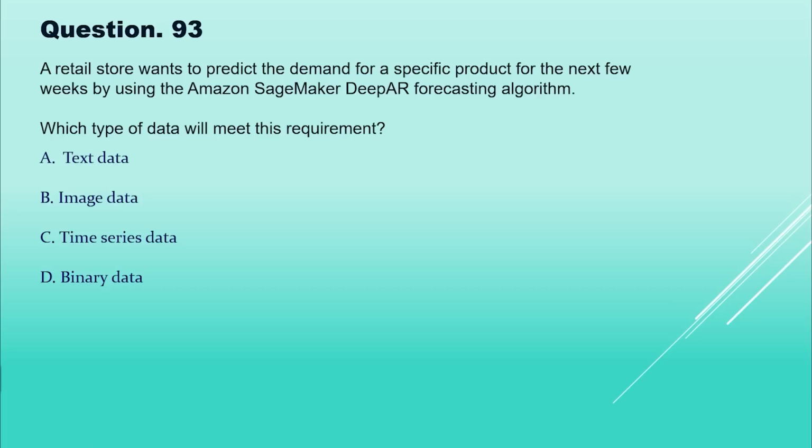And the correct answer here will be option C, time series data. Because the Amazon SageMaker DeepAR forecasting algorithm is specifically designed for time series forecasting, where the goal is to predict future values based on historical data. So option C, time series data, is the correct answer here.